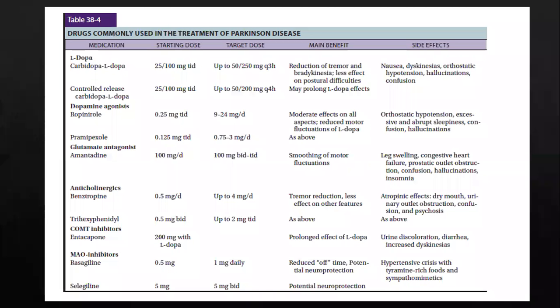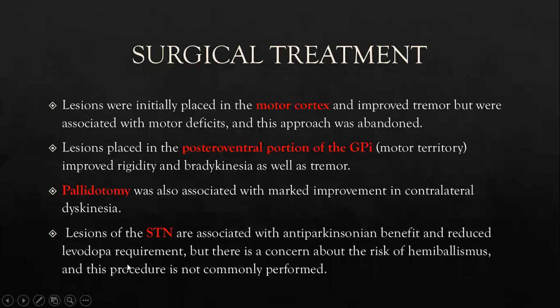So the drugs which we commonly use are levodopa-carbidopa. It is available in a 1:4 combination, or sometimes in a 1:10 combination. Other dopaminergic agonists like ropinirole and pramipexole, the NMDA antagonist amantadine, and anticholinergics like trihexyphenidyl and benztropine are used. COMT inhibitors, entacapone, are used. It is also available in combination with levodopa. MAO-B inhibitors, rasagiline and selegiline, are also widely used.